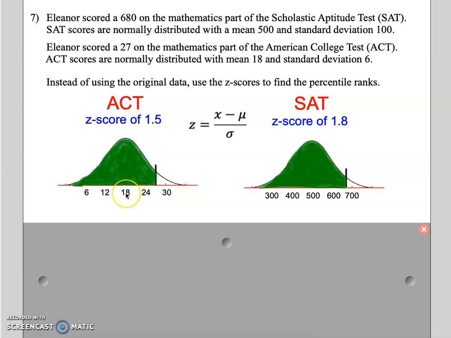Instead of 18 for a z-score, if I put 18 into this formula, well, the mean was 18. 18 minus 18 divided by 6. That's 0 divided by 6. I would get a z-score of 0. Let's put in 24. 24 minus 18 divided by 6. That ends up being 6 divided by 6. I get 1. Put in 30. 30 minus 18 is 12 divided by 6. I get 2.